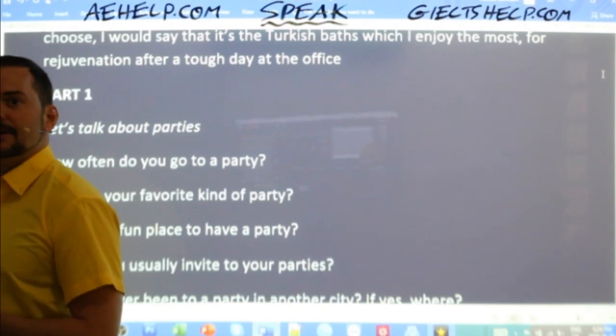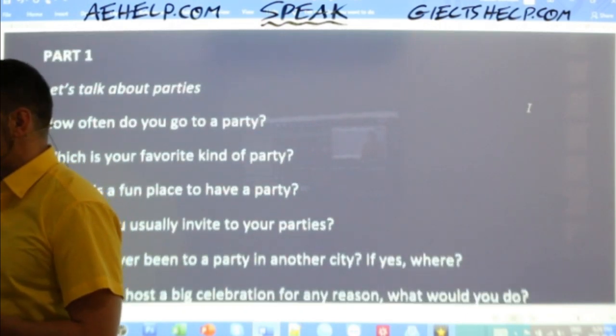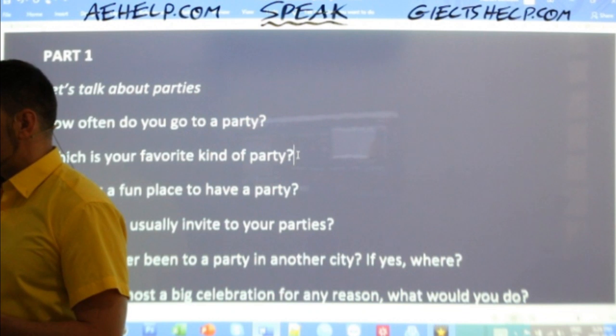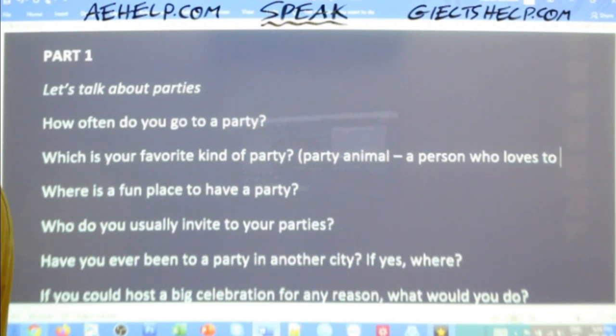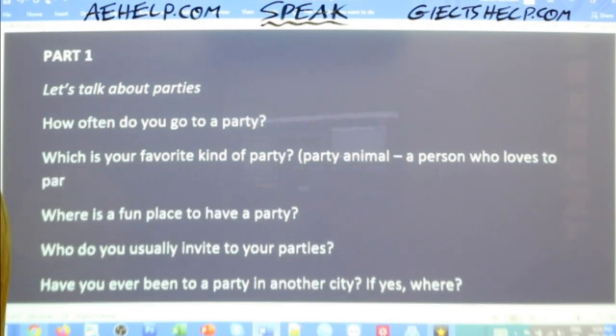A couple of natural expressions that you can use. Notice what some of your peers are using. So a party animal is a person who loves to party and goes often to parties. So very good, Elena, for sharing that.